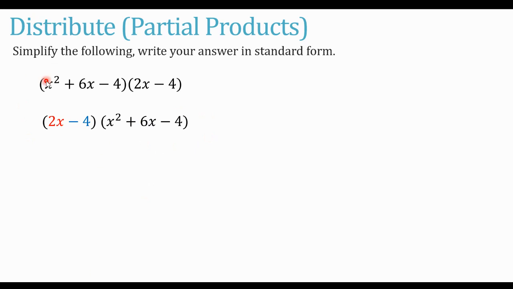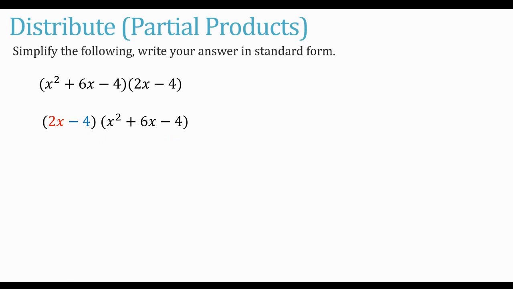Now, like we said, we're going to distribute. So basically what we're going to do is we're going to take this 2x, and we're going to distribute it to everything inside the second set of parentheses, to this trinomial. Then we're going to do the same thing with this negative 4. We're going to take this negative 4, multiply it to everything inside that set of parentheses.